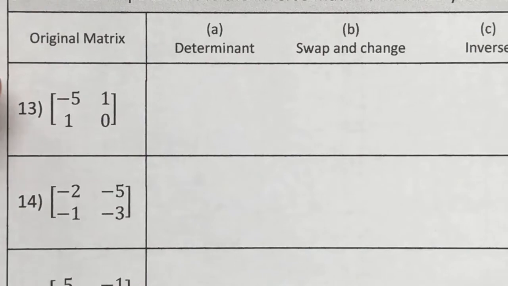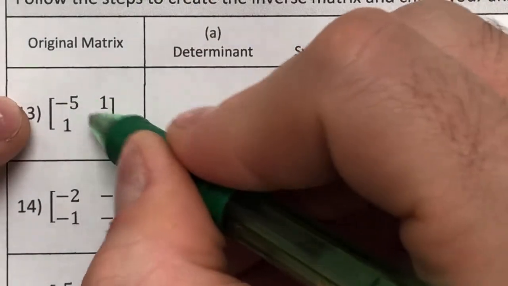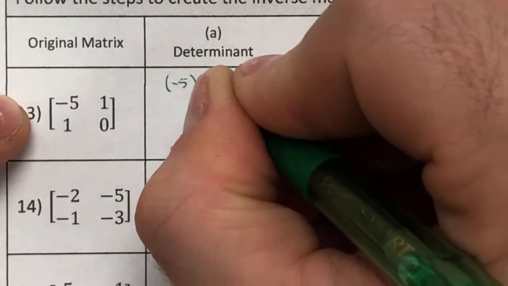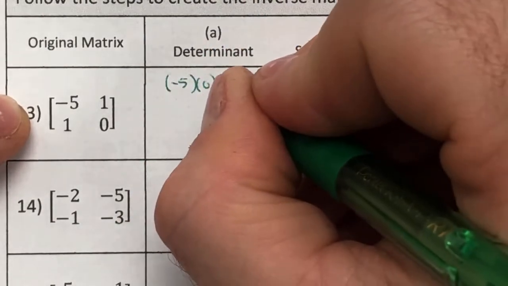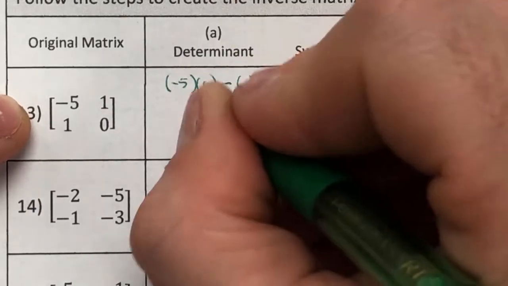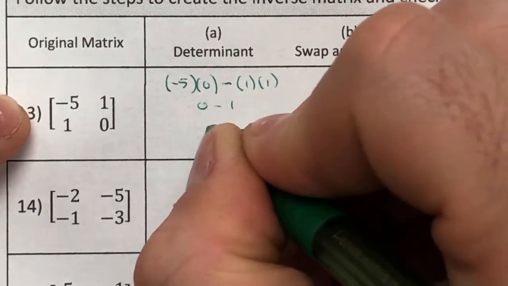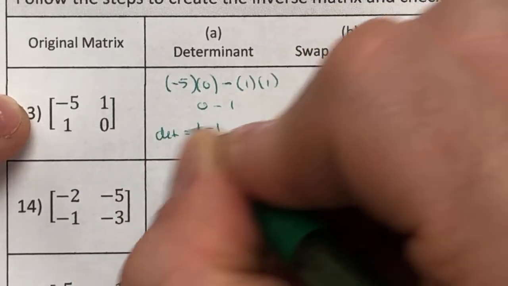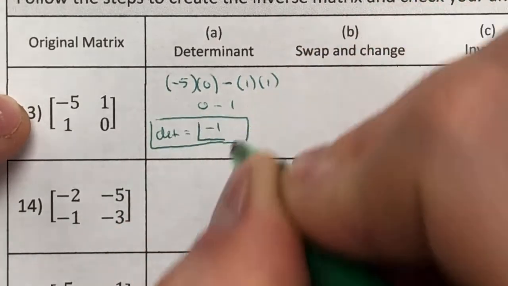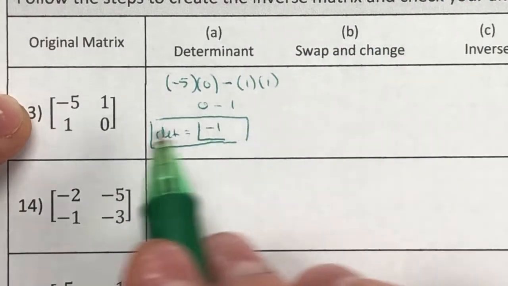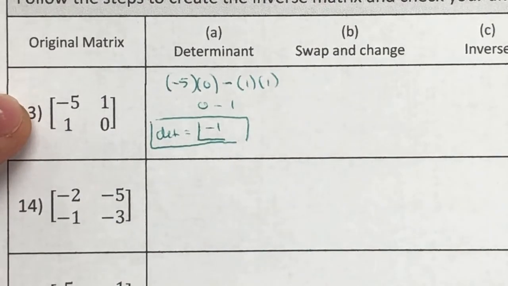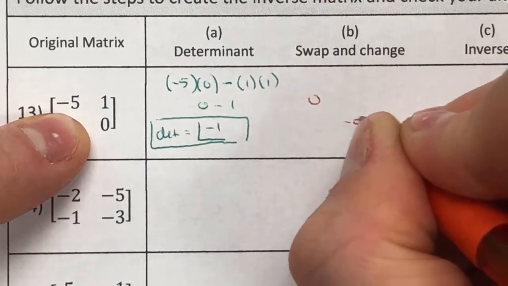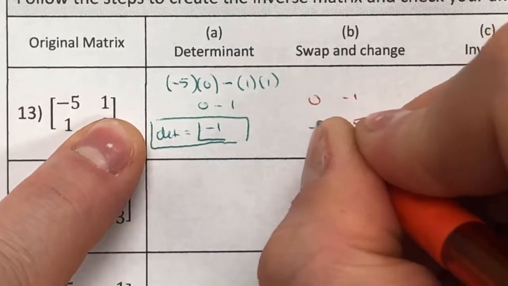Okay. So the determinant is going to be AD minus BC, which is negative 5 times 0 minus 1 by 1, which is going to be 0 minus 1, which is negative 1. There's my determinant for A. If I'm going to swap and change, I'm going to swap this diagonal, which gives me a 0, negative 5, and change the signs to a negative 1, negative 1.